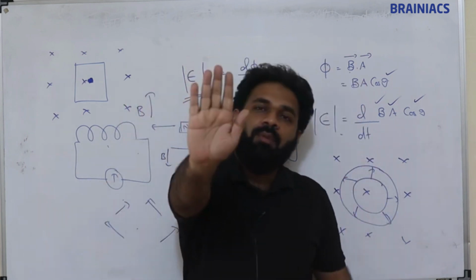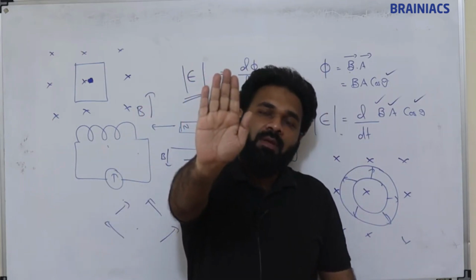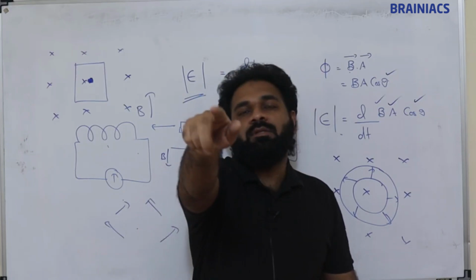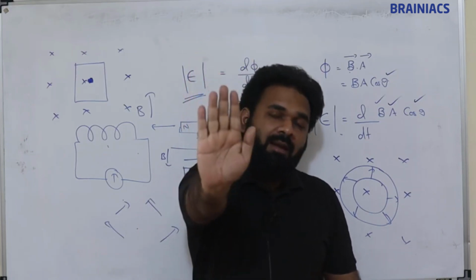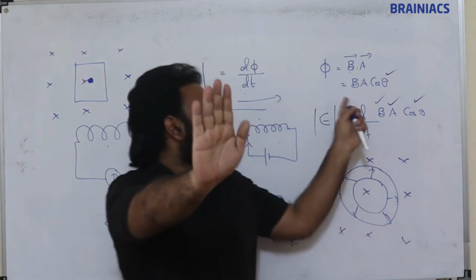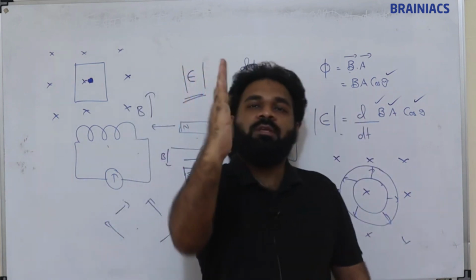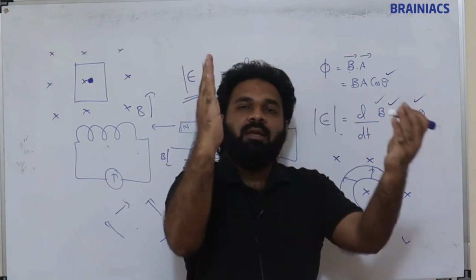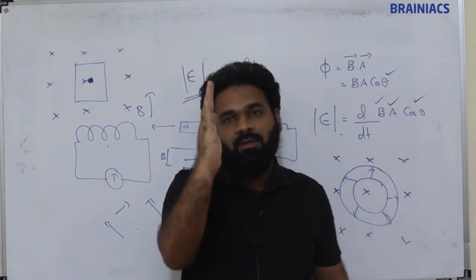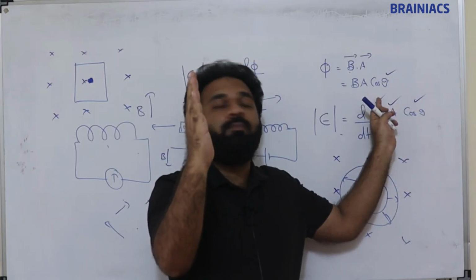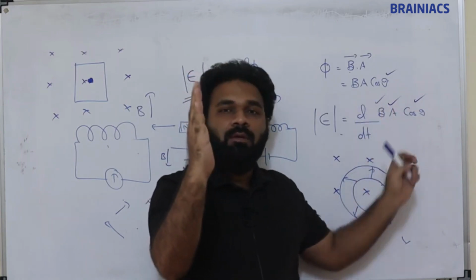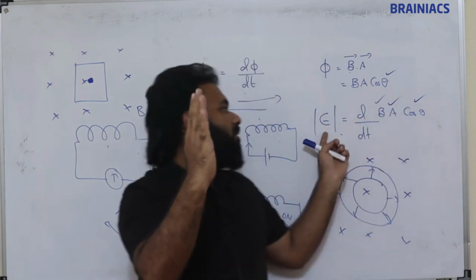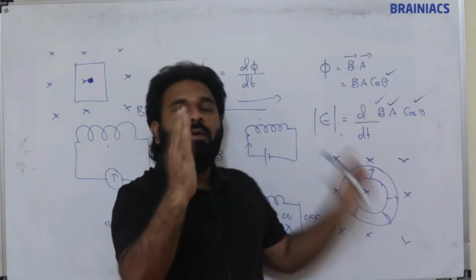Now suppose we keep a current carrying loop like this. The magnetic field is in this direction, and the area vector is in this direction. Both are parallel, so the angle is 0, and phi is BA. Now if we rotate the loop like this, the area vector is 90 degrees to the magnetic field vector, so the flux is now 0. What is happening here? Cos theta is changing, so this change also can bring EMF.